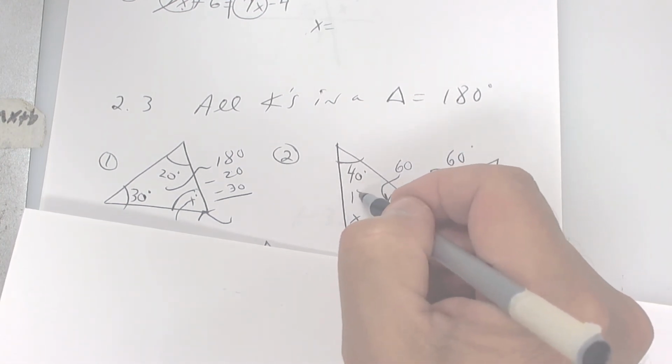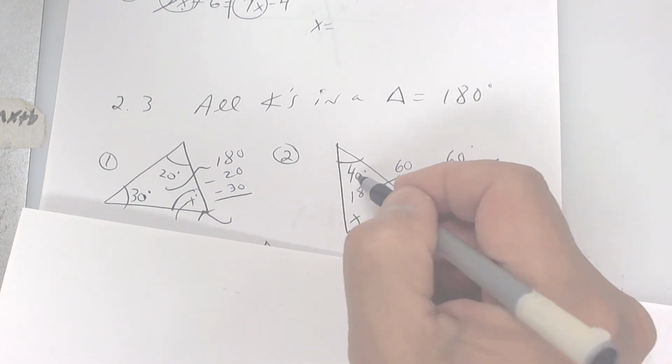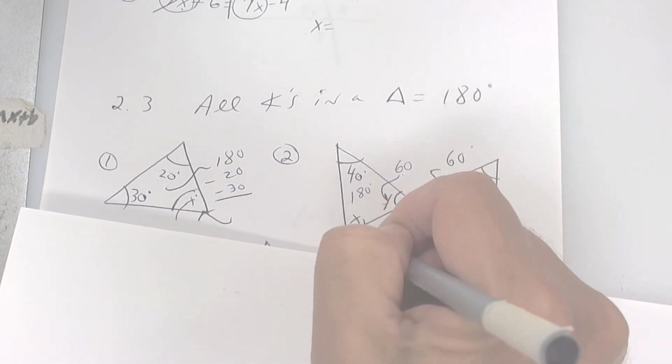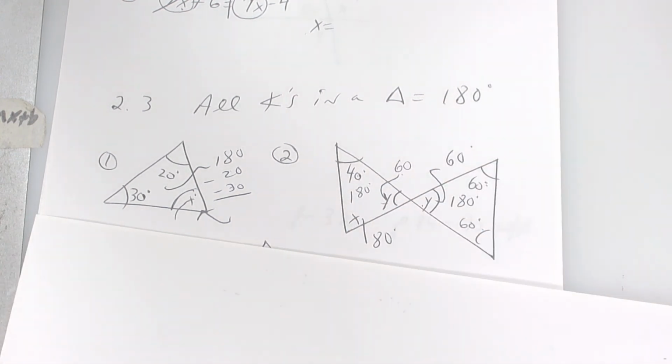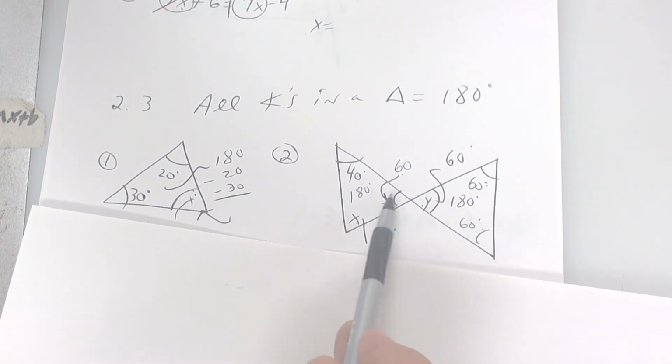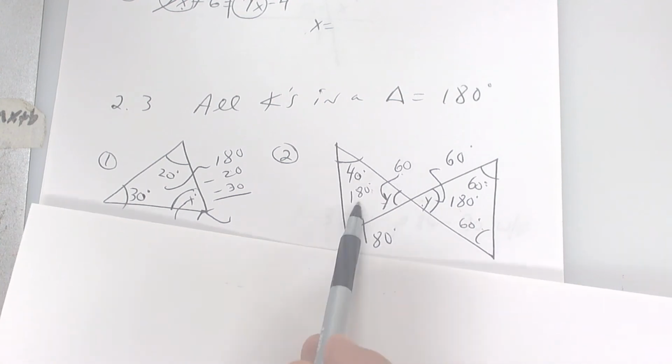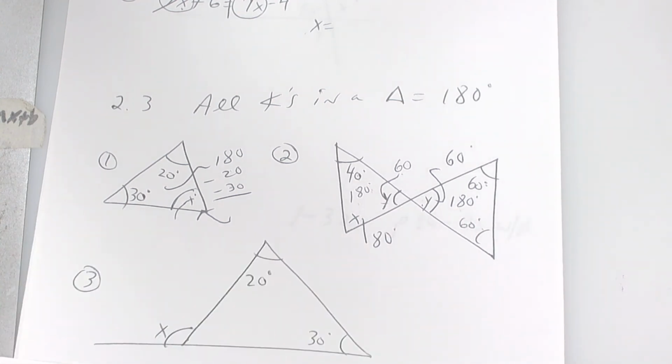So here's another triangle, so that's 180. So that's 60 and 40 makes 100. So this one's got to be 80 degrees. Any questions on how to work that problem? We used vertical angles to get from this triangle to that triangle. All right, look at the next one.